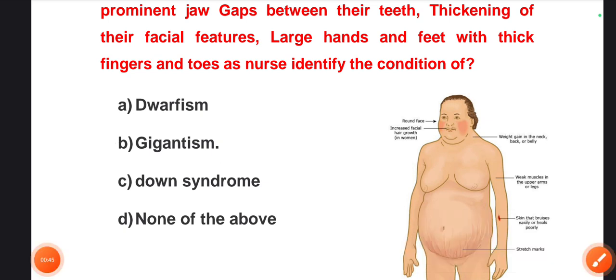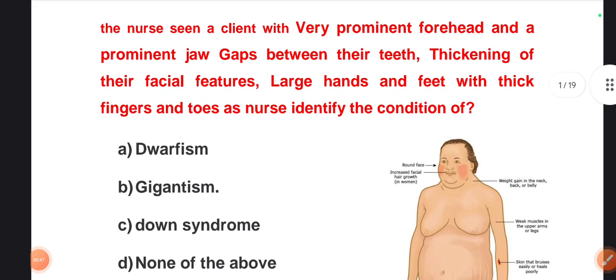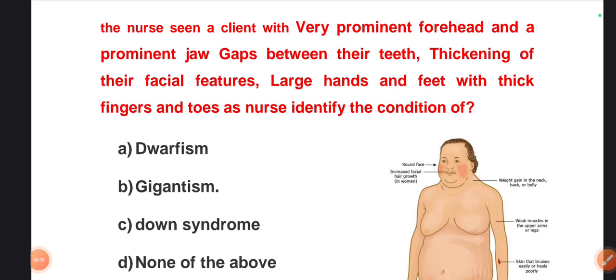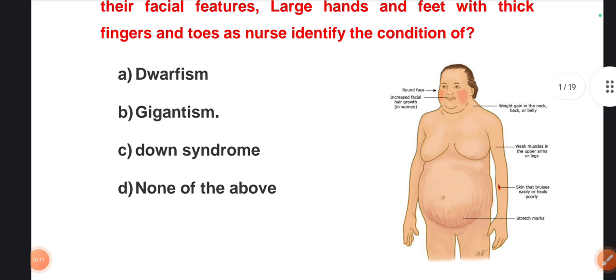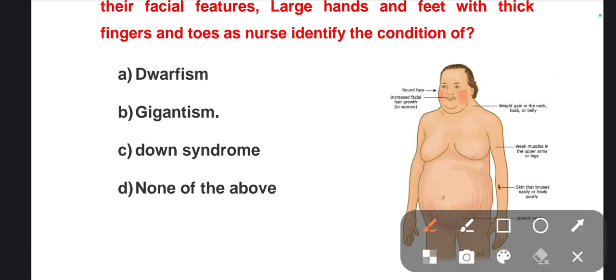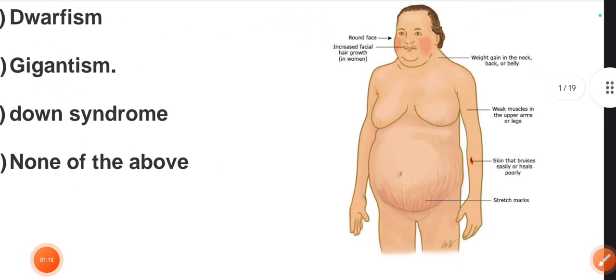Gigantism is a condition when the pituitary gland is secreting increased amounts of growth hormone. Due to that, the condition of gigantism may develop in the person. So the right answer is option B. A person with gigantism will look like in this picture. Here you can see the picture of the person with the gigantism condition.